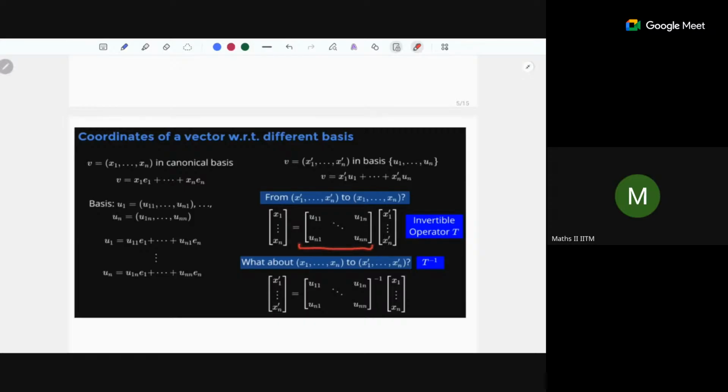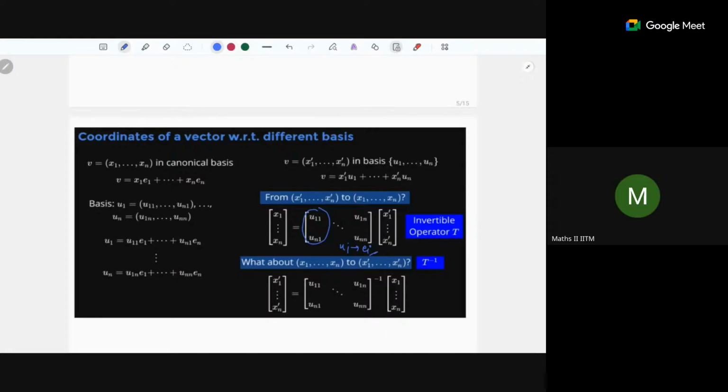You need to multiply your coordinate vector with a change of basis matrix. This change of basis matrix basically converts your coordinates from, sorry, in this case it is ui's to ei's. Now, what does this ui to ei matrix look like? Each of the columns is expressing ui in terms of ei. So that you need to keep in mind.